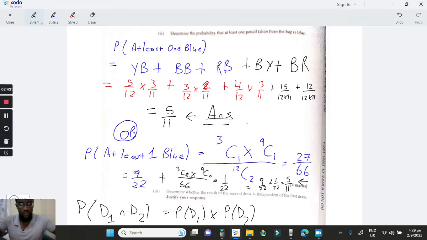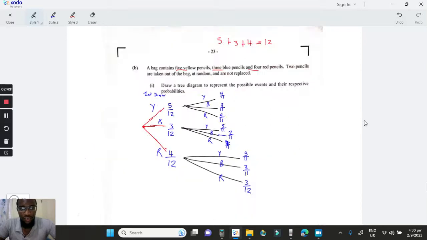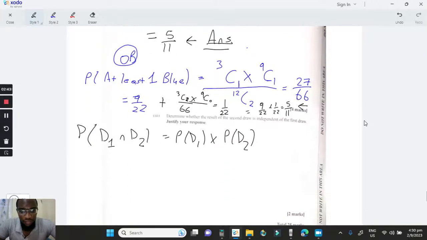Now, your first draw, as we said, must be independent of the second draw, clearly. They're not going to affect each other. So we know it's independent, but you need to justify. This is how you justify. We're going to show that the probability of your first draw intersect your second draw gives you the same as the probability of your first draw times the probability of the second draw. So we're just going to justify. Where's my pen? Alright, so here we go.